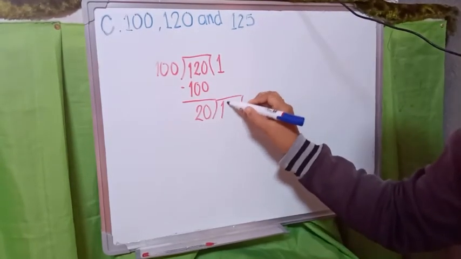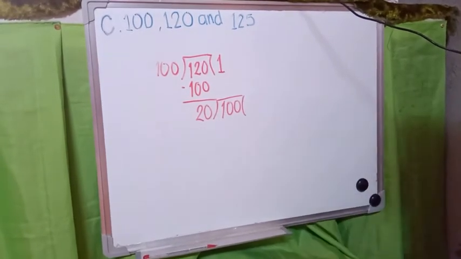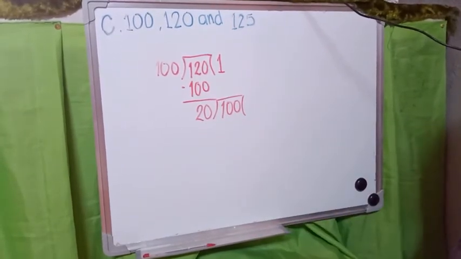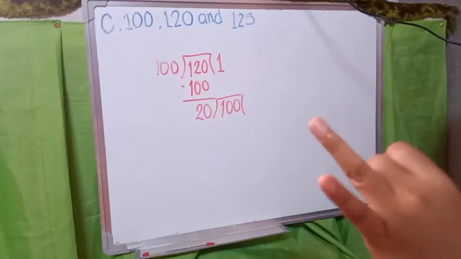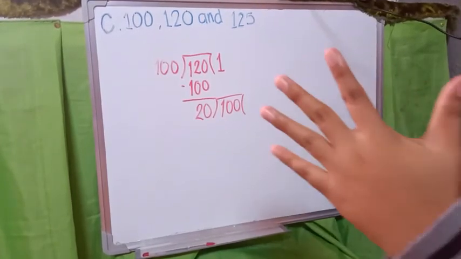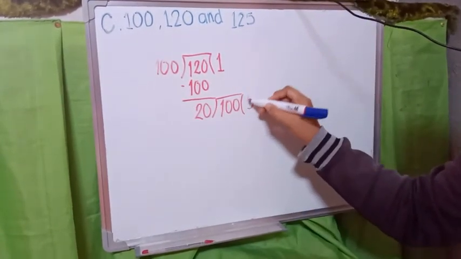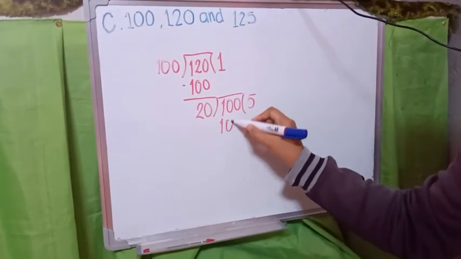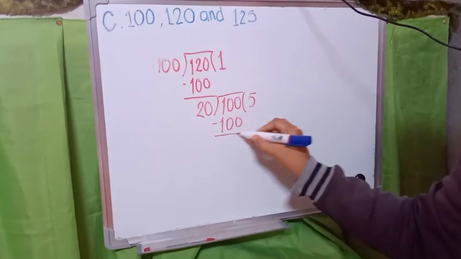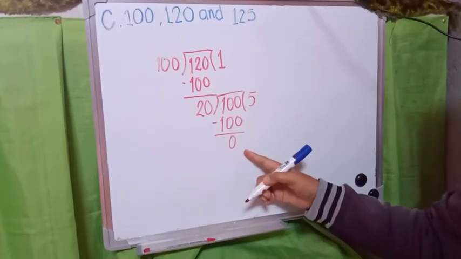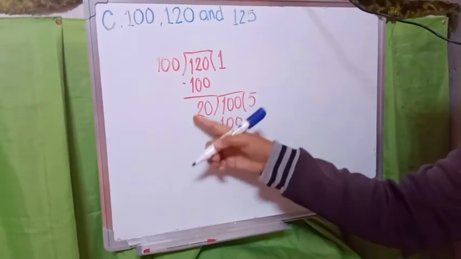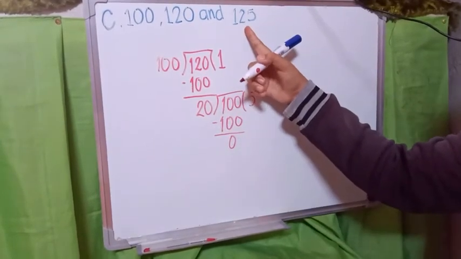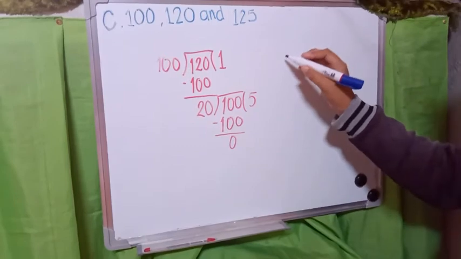100. Okay, so 100 divided by 20. So we'll count 20, 40, 60, 80, 100. So there is 5. 5 times 20, that is 100. Okay, so your remainder is 0. So we will still use our 20 as your divisor to our third number, which is 125.